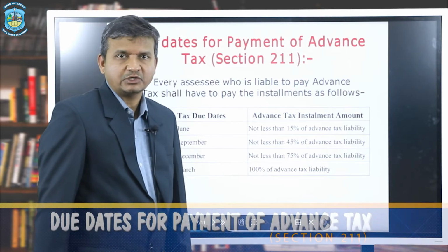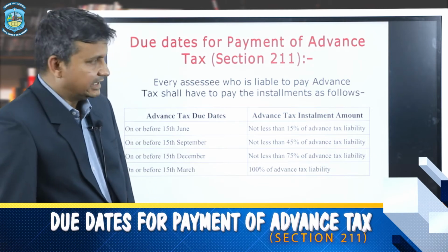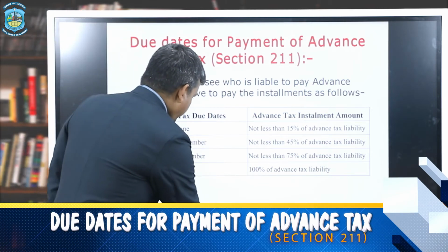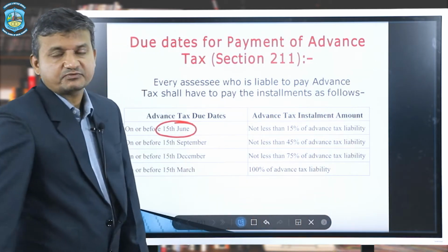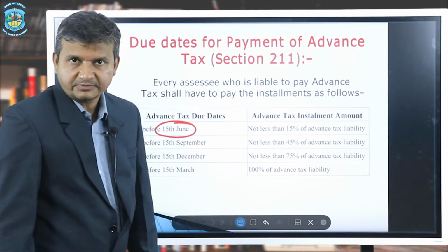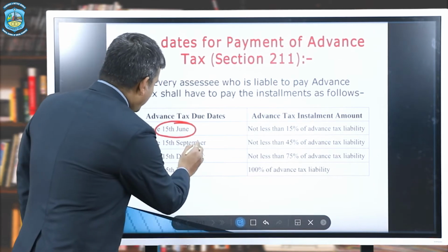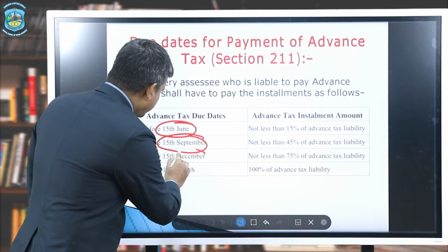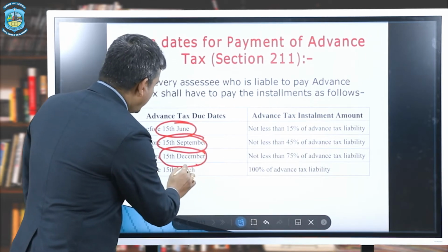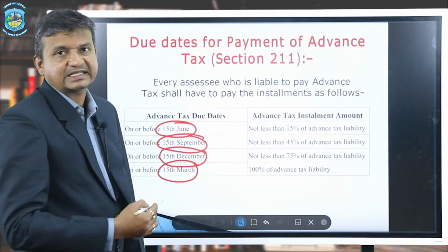Now let's come to the due dates of payment of advance tax. Due dates are: the first installment is on or before 15th of June. Second is on or before 15th of September. Third is on or before 15th of December. And the last installment is on or before 15th of March of the next year.